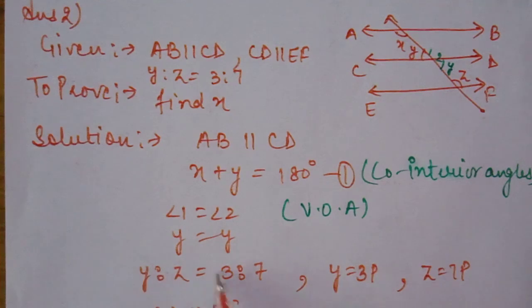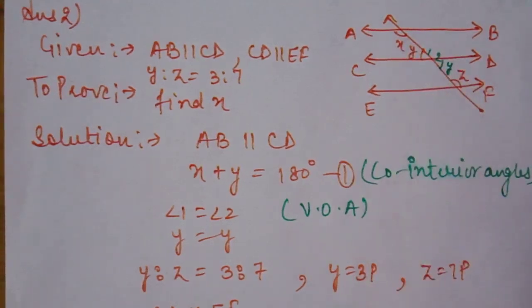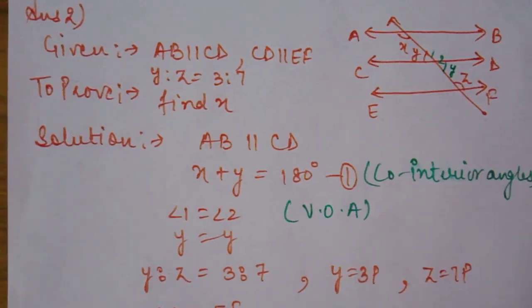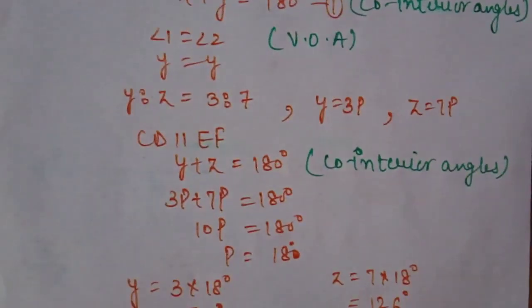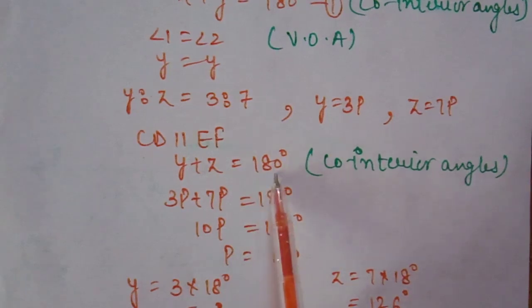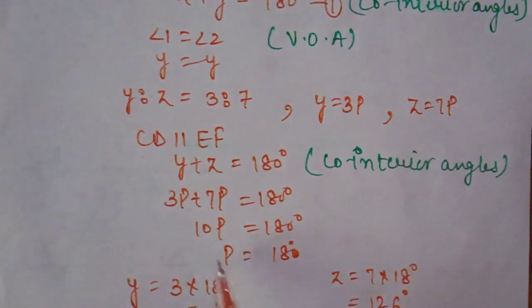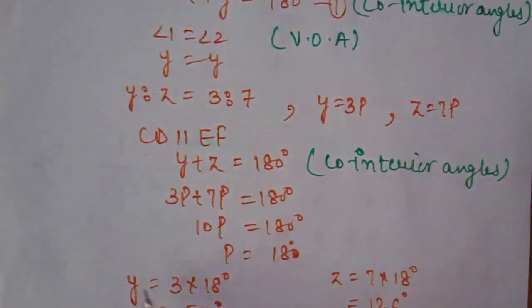Normally we will take y equals 3x and z equals 7x, but in this question x is already present as an angle, so we do not use x here. So we will use another alphabet. I took y equal to 3p and z equal to 7p. Then definitely, CD parallel to EF, y plus z is also 180 degrees. Same reason, co-interior angle. We will put the value of y and z here and find the value of p. Then after this we will find the value of y and z.